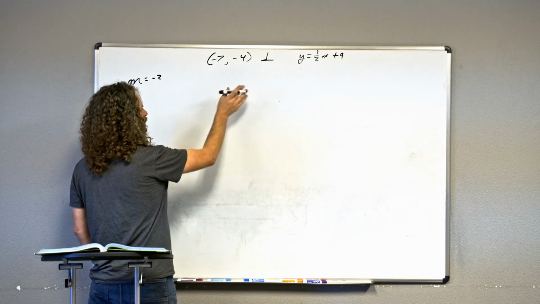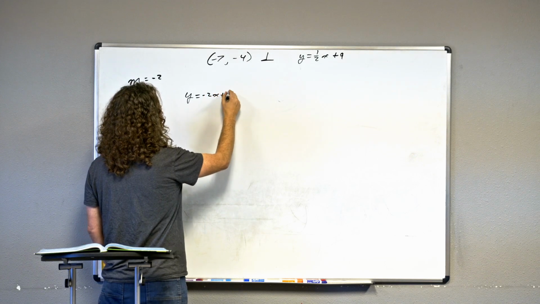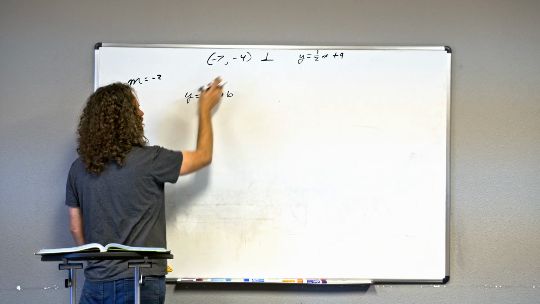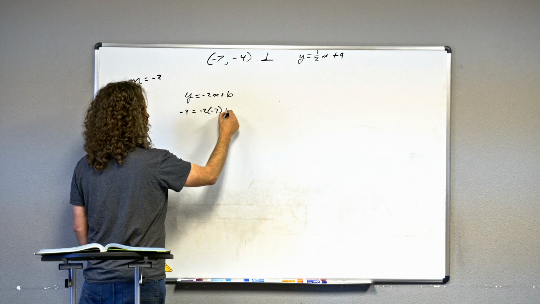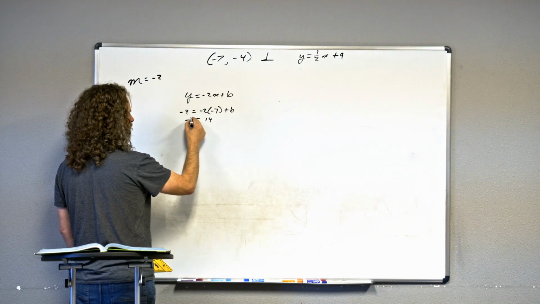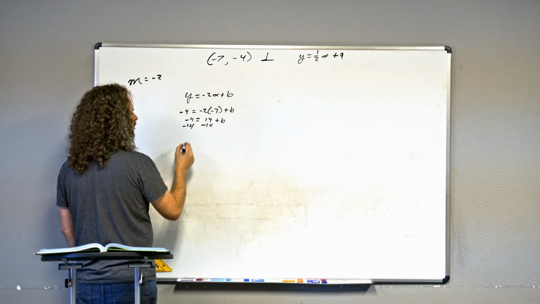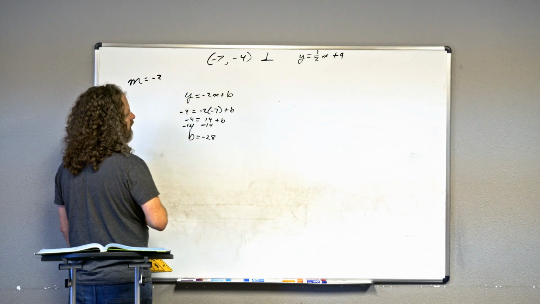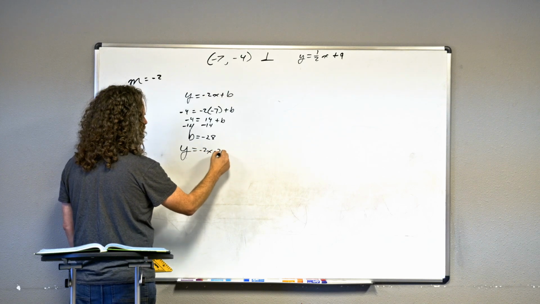So if you do it using slope-intercept, you would have said y equals -2x plus b. And then you would have plugged -7 in for x and -4 in for y, and then solved for b. So you would have multiplied and gotten 14 equals -4 plus b, and then subtracted 14 off and gotten b equals -28. And then your final equation would be y equals -2x minus 28.